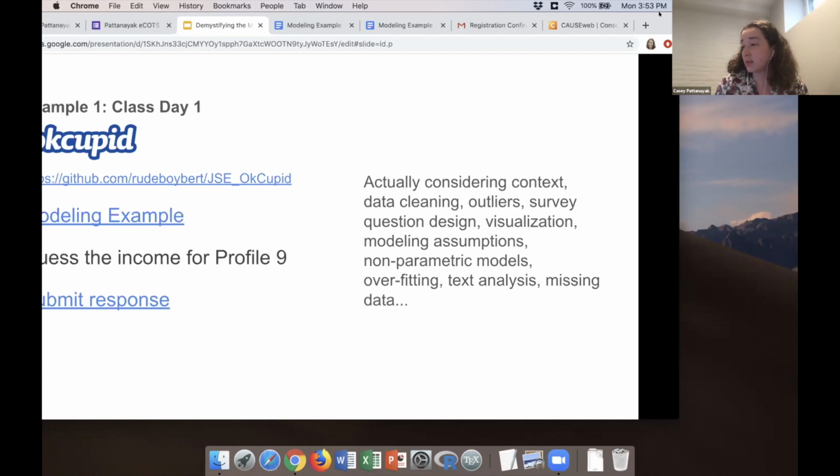So let's see. Let me see how many responses I have. Do I have enough to make you a little histogram? I think I do. That's enough. So let me take a second, see if I can quickly do this.